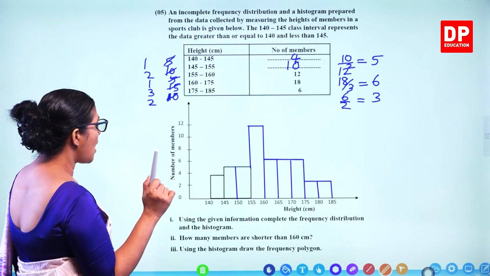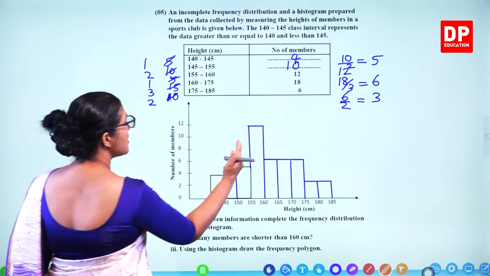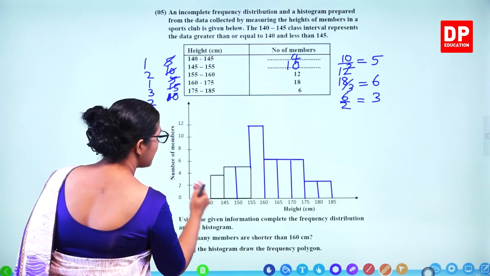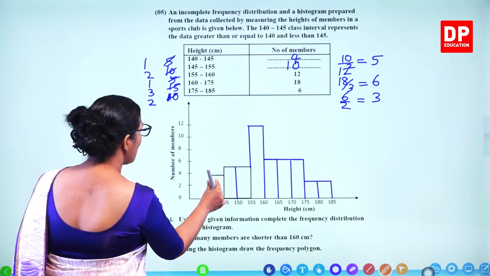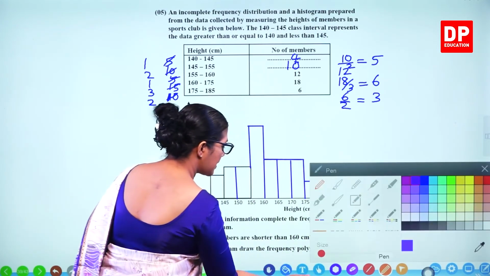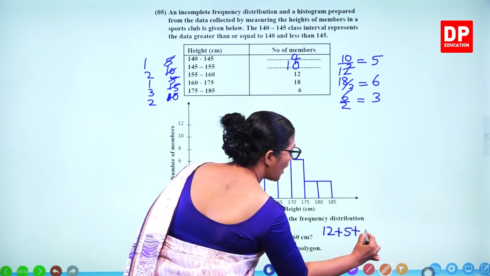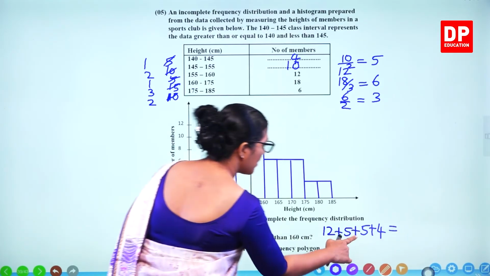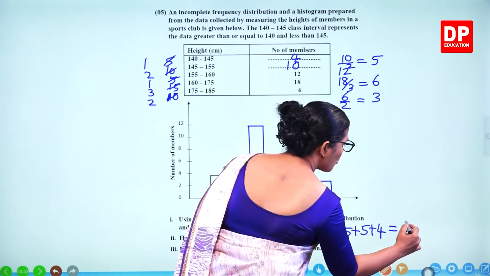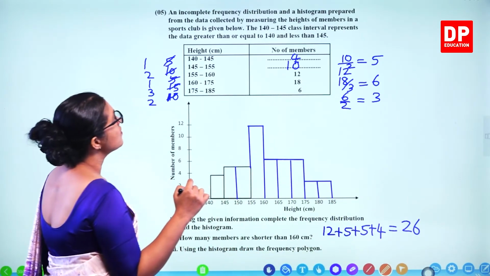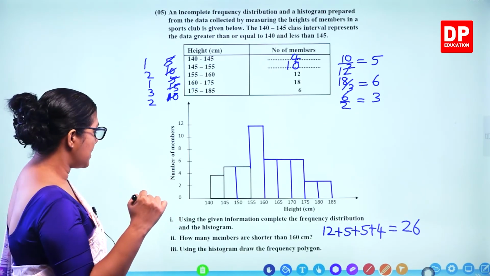How many members are shorter than 160 centimeters? So 160 here, less than that. So this is 12, 5, 5, 4. So we can just add it. 12, 5, 5, 4. 10, 22, 22 plus 4, 26. 26 members are there that's shorter than 160 centimeters.